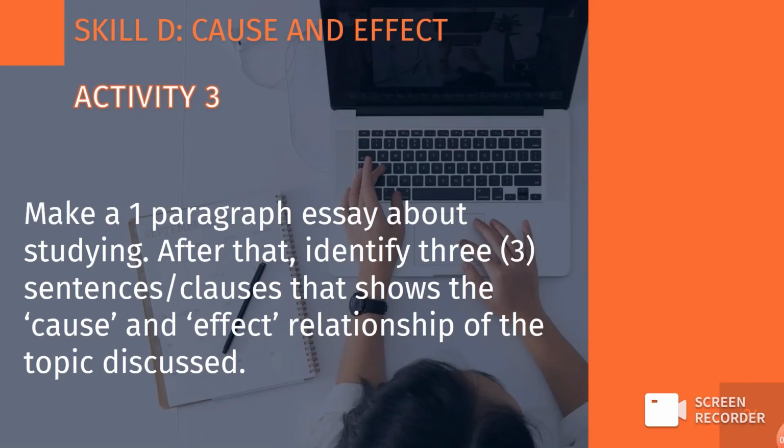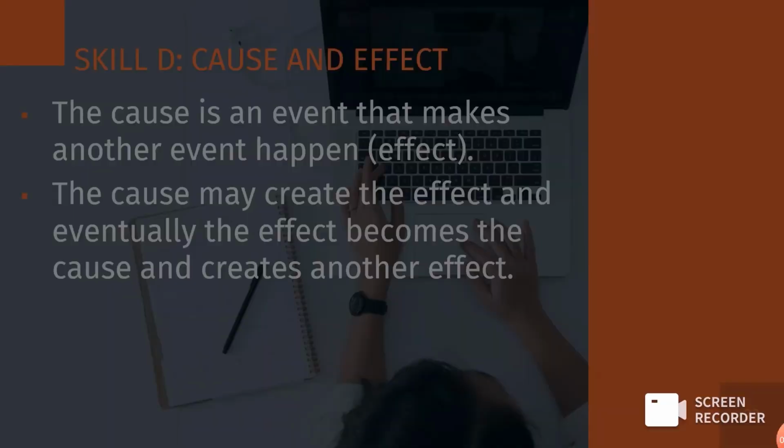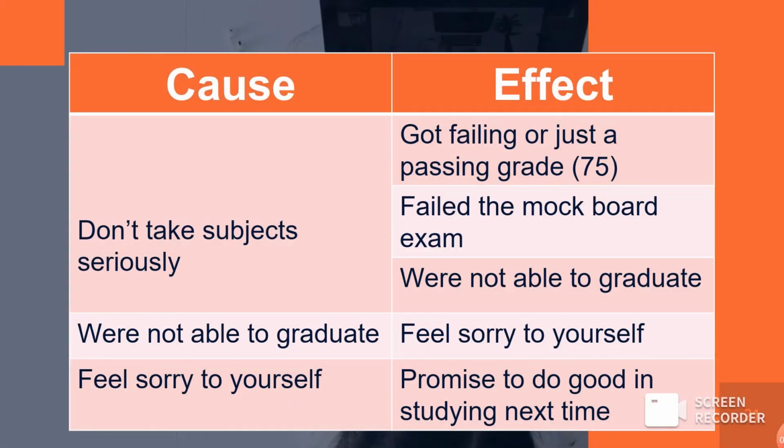Lastly, we have your activity 3 here. First, you will make a one paragraph essay about studying. After that, you need to identify 3 sentences or clauses that show the cause and effect relationship of the topic discussed, just like this one. So you need to create a table and identify 3 sentences for cause and 3 sentences for effect.